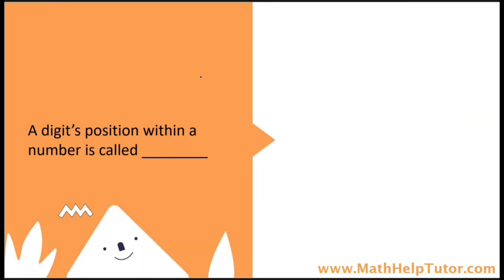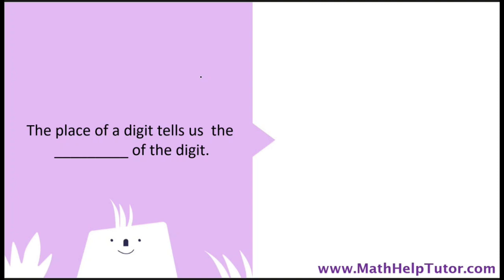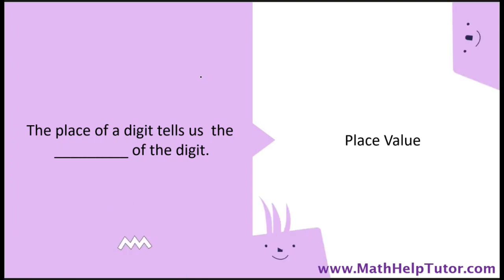A digit's position within a number is called blank. And the answer is place. A digit's position within a number is called place. The place of a digit tells us the blank of the digit. The answer is place value. The place of a digit tells us the place value of the digit.